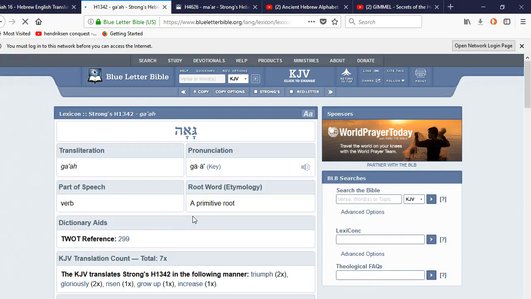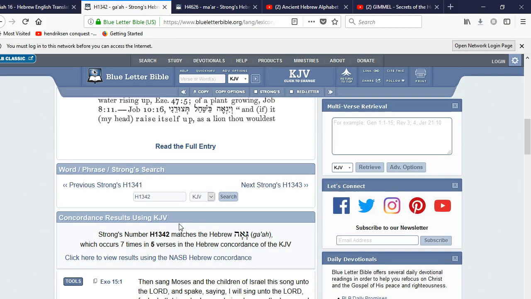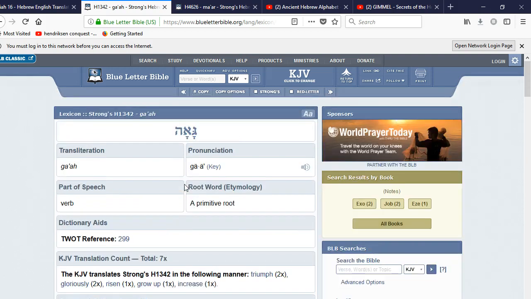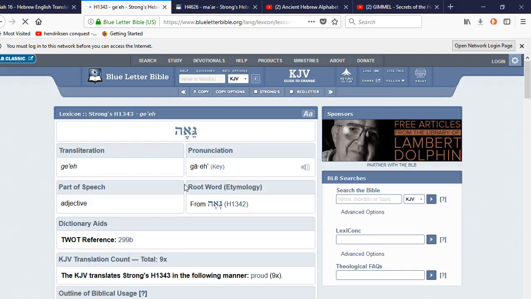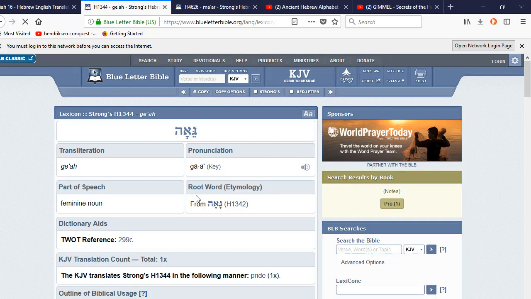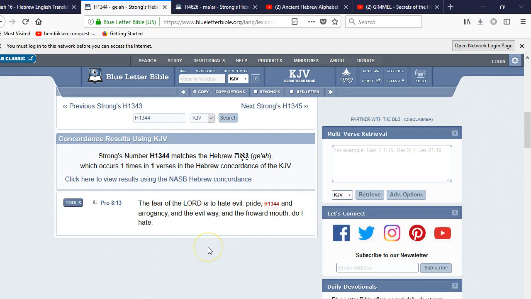If we track forward, Ga'eh, to rise up, grow up, or be exalted in triumph. That's what it says: I will sing unto Yahweh, for he hath triumphed gloriously. Ga'eh. And then Ga'eh again, proud: cast abroad the rage of thy wrath, and behold everyone that is proud, and abase him. Ga'eh, proud. Ga'eh, pride, one occurrence, Proverbs 18:13: fear of Yahweh is to hate evil, pride, and arrogancy.